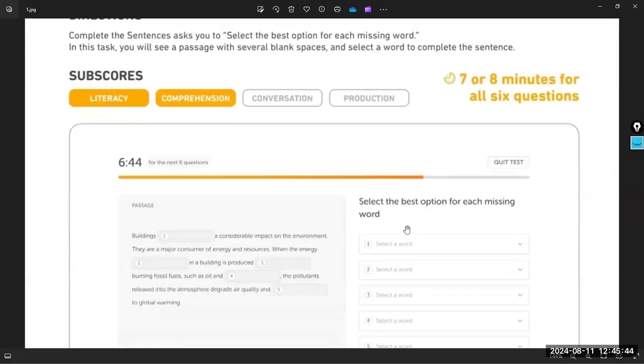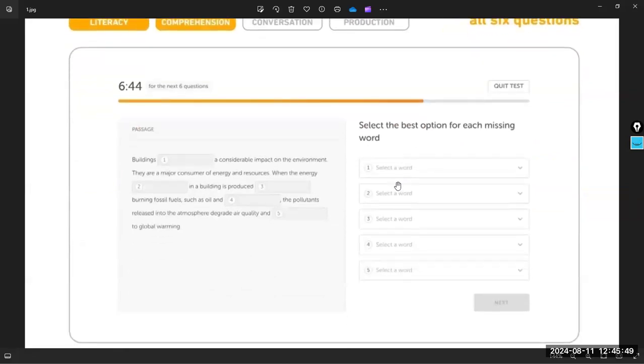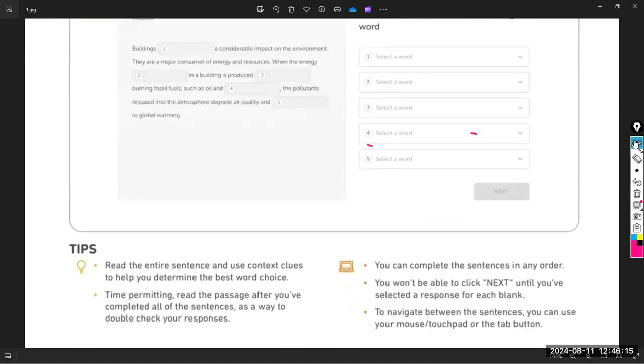So this is the passage, this is the page that is going to be shown in front of you, which is about select the best option for each missing word. So we now see that we have blanks and I have to select the best word just to complete the sentence. So this is 1, 2, 3, 4, 5. Now, let me show you the tips. And after that, absolutely, we have to start practicing.